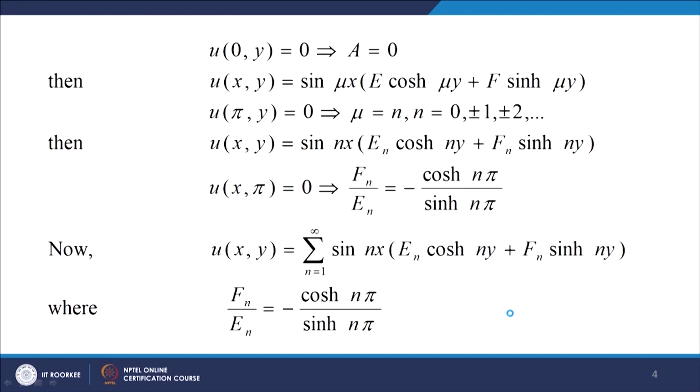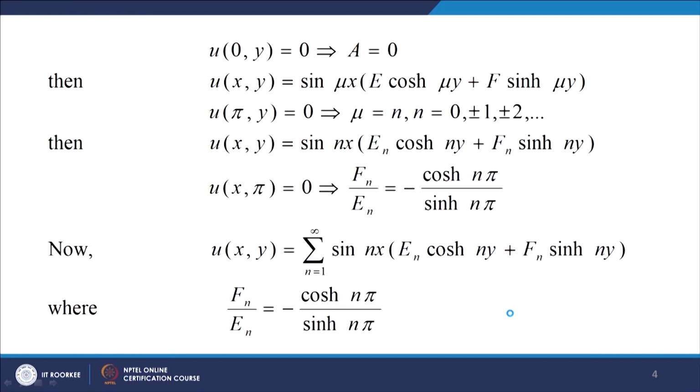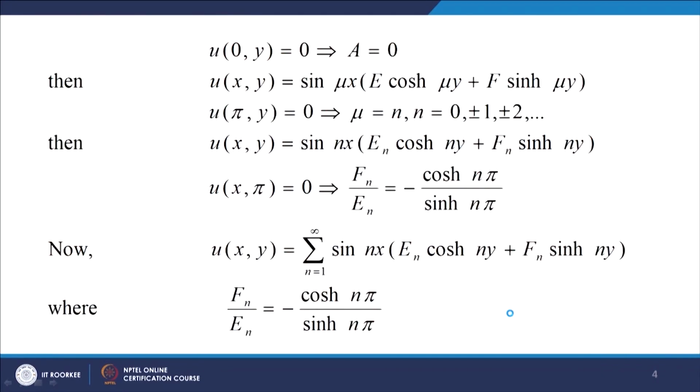So, u(0, y) equal to 0 gives a equal to 0, and then this equation will reduce to u(x, y) equal to b sin mu x into (c cos hyperbolic mu y plus d sin hyperbolic mu y). This b can be multiplied inside. bc can be replaced by a new constant, and bd can also be replaced by a new constant, and we can write sin mu x times (e cos hyperbolic mu y plus f sin hyperbolic mu y). Now, let us use the boundary condition u(pi, y) equal to 0. When u(pi, y) equal to 0, what we will get? Sin mu pi times (e cos hyperbolic mu y plus f sin hyperbolic mu y), okay, equal to 0.